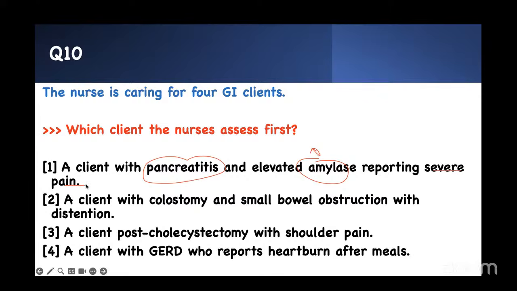Do you think this pain is going to kill this patient? I have colostomy. I have small bowel obstruction with distension. I just have cholecystectomy and I have shoulder pain. And I have gastroesophageal reflux and I have heartburn. If you have to pick one of these, what do you think?